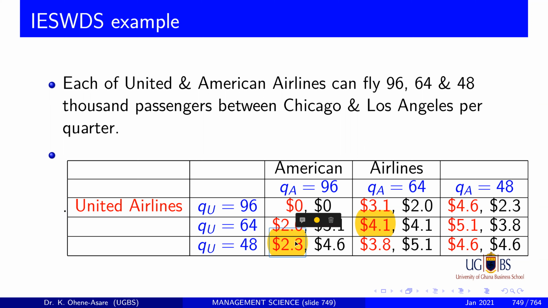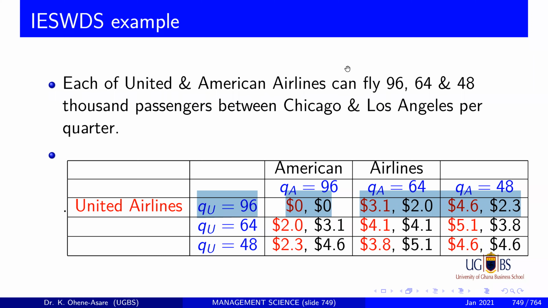Now for American, to be able to examine American Airlines, you have to assume what United does. So if United should go for 96, which strategy of 96, 64, 48 do you think American will go for? Type it for me. Which strategy? If United should go for 96, American will go for which strategy? Let me know.